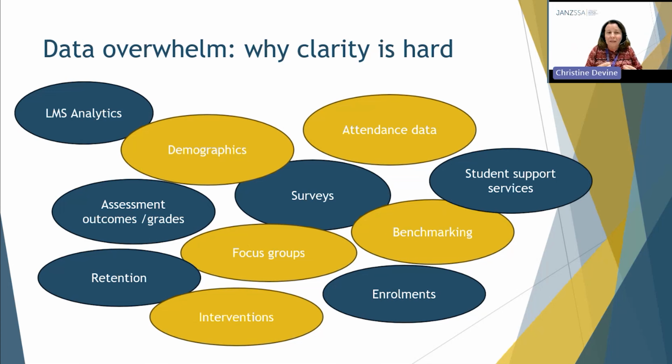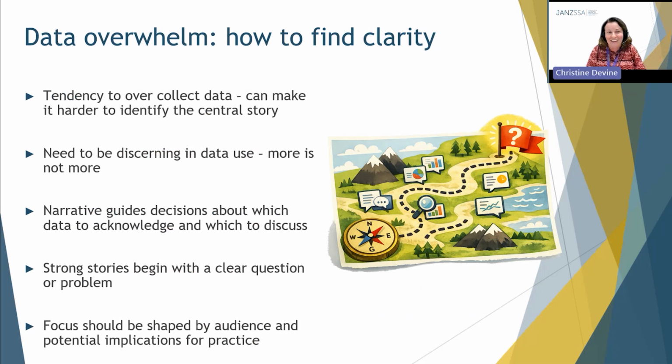And so the problem that we often find ourselves facing is that it isn't a lack of data. It's deciding which data is actually going to support the story that we're trying to tell. So in this case, the question becomes, how do we find clarity in our stories without collecting more data? I think it's the nature of the beast that we all have a tendency to over-collect data because we think that's where the value is. And when we have so much data, like what I just showed you before, more is not more. It can make it harder to identify the central story that we're trying to tell.